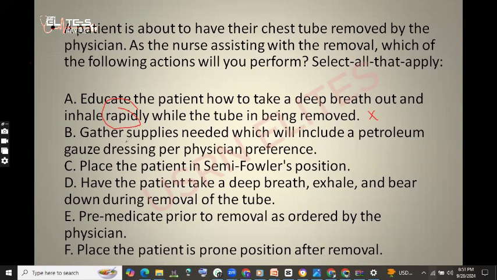Gather supplies needed, which will include a petroleum gauze dressing per physician preference. Do we think it's correct? Yes. No. If no, why? And if yes, why? What will petroleum gauze be used for?